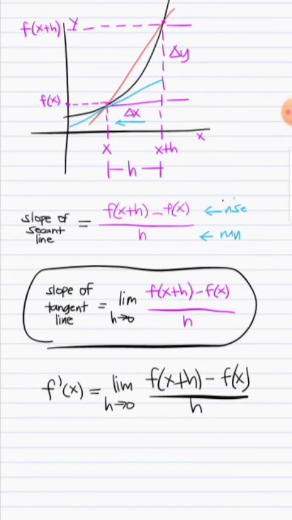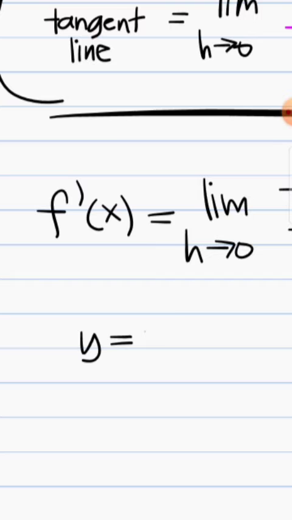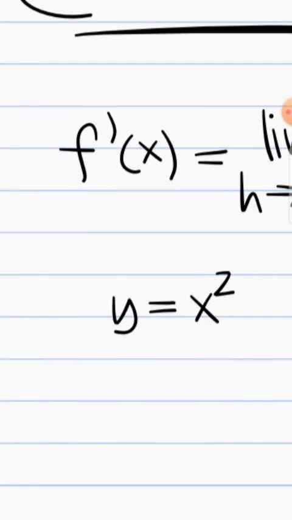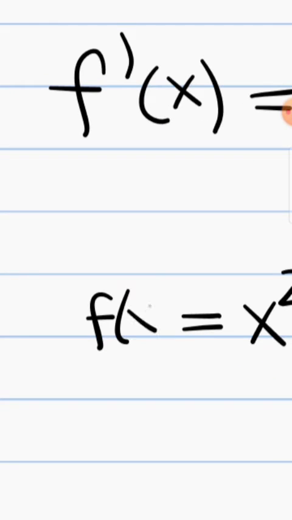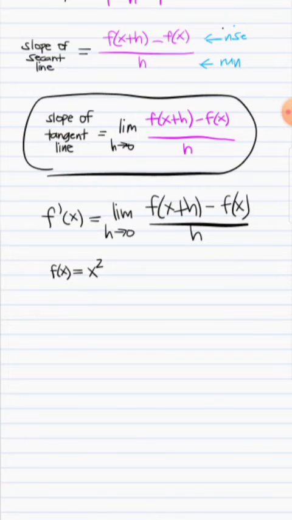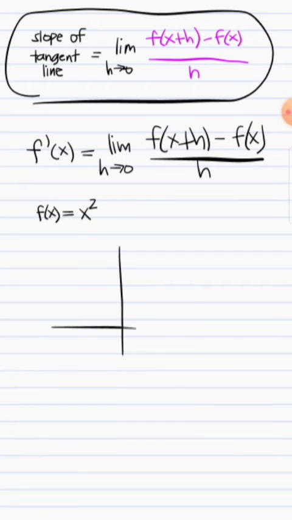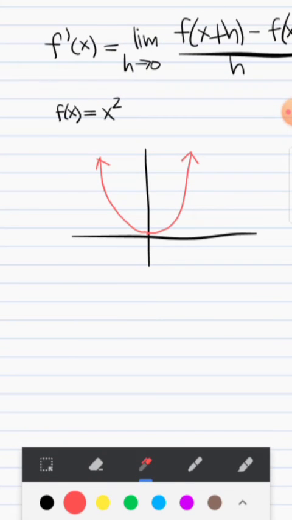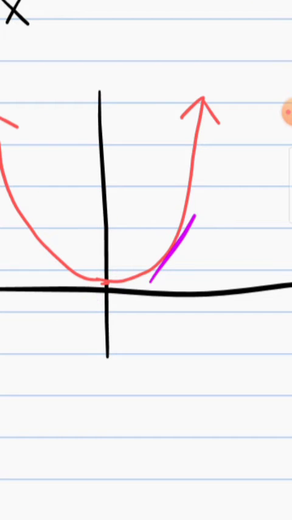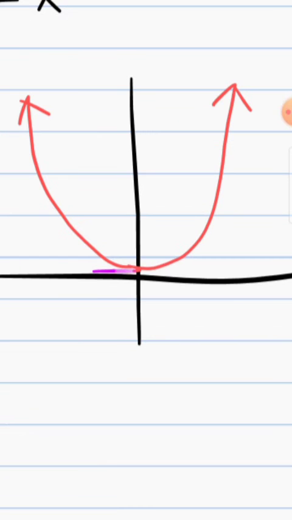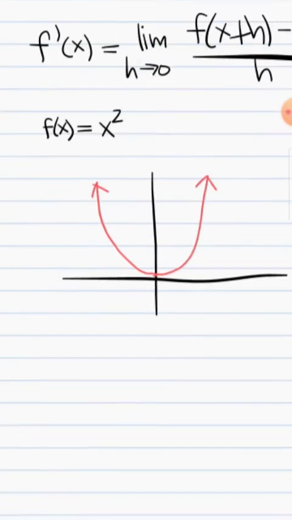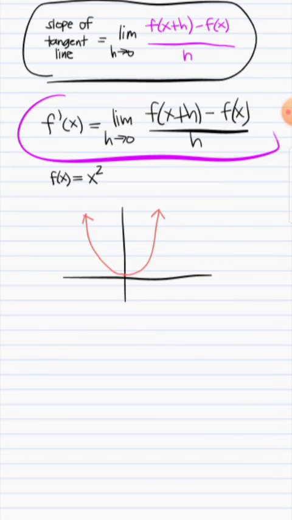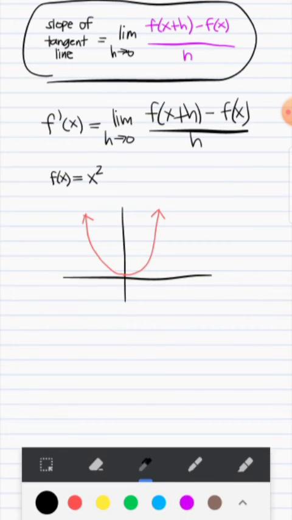So let's try if we have y equals x squared, or say f of x equals x squared. These f of x and y are just equal. So if we have that, how are we going to find the slope of this curve? So that you can see it, the curve looks like this. As we say, every point of this has a tangent line. And to use this formula right here, we'll just first fill this out.